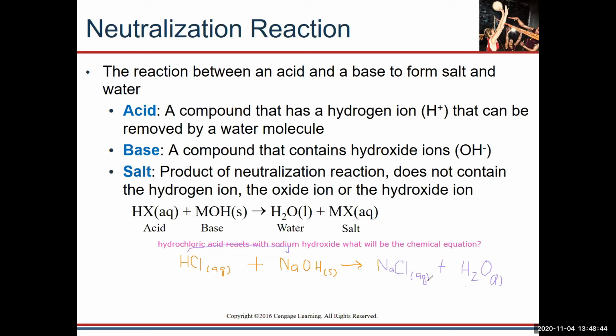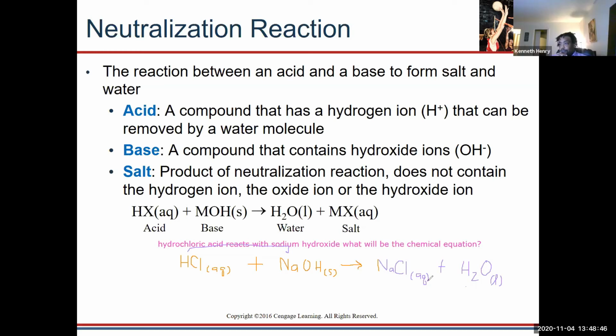For a neutralization reaction, is it always going to make water? Yes, you're always going to end up with water. Because for a neutralization reaction, it's always an acid and a base. So you're always going to end up with water as one of your products.